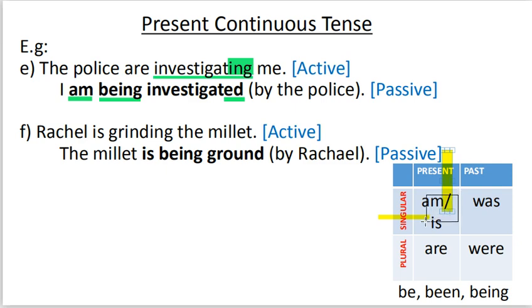Example F. Rachel is grinding the millet. We begin with the object, the millet. The millet is singular. Is grinding is present tense. So we look for singular present. It is. The millet is. Then grinding, we introduce the verb be in ing form. The millet is being. We then put the past participle of grind, which is ground. The millet is being ground by Rachel. Straight to example G and H. These ones are in the past continuous tense.